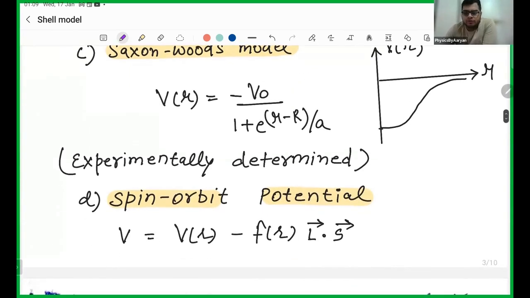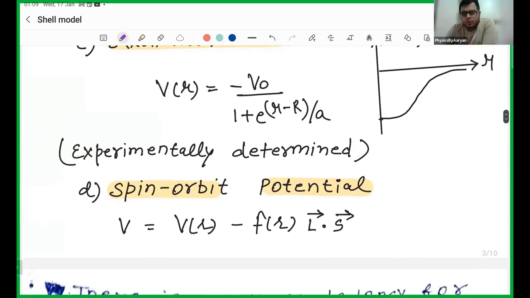And then in the end, there was a spin orbit potential as well, which was very close to explaining what is happening in reality. So these were the different models which the shell model used to come to the conclusion that these are the energy levels which are present. We don't have to go into detail about how the calculations were done, but we have to remember what the energy levels are. Once you remember the energy levels, then you can easily solve the problems which will be asked in the GATE examination, or you can call it the NET also, similar kinds of questions.